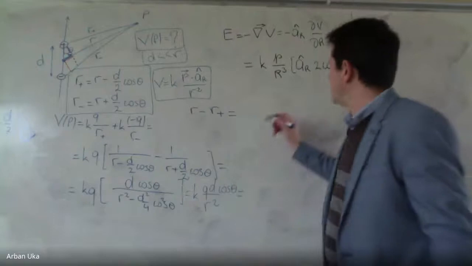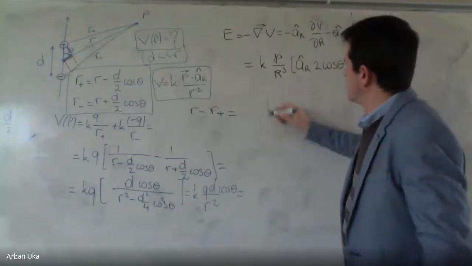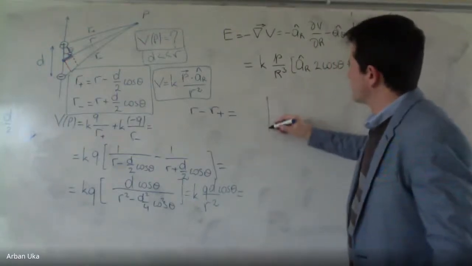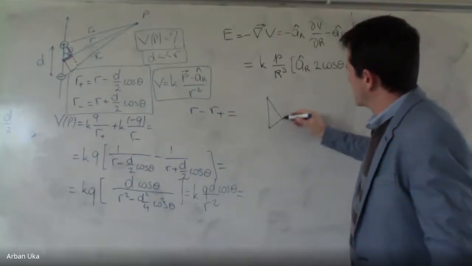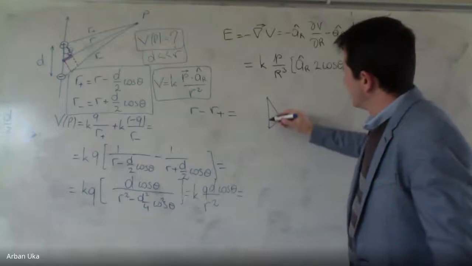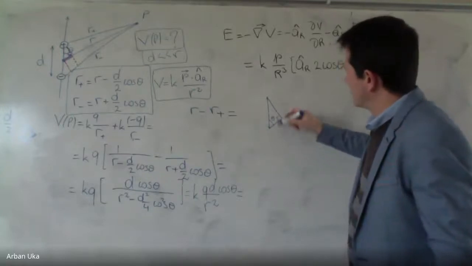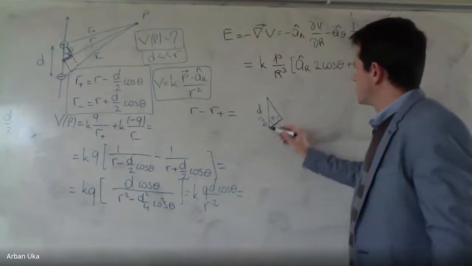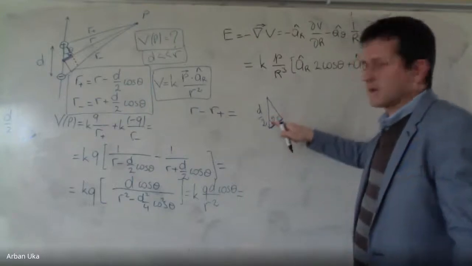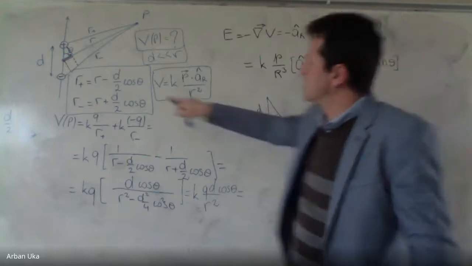Probably I can better draw this one here. We have this d over 2 distance, and a direction like this. This angle is 90, this angle is theta, and this is d over 2. The question is, what is this side? This side is equal to the hypotenuse times cosine theta.